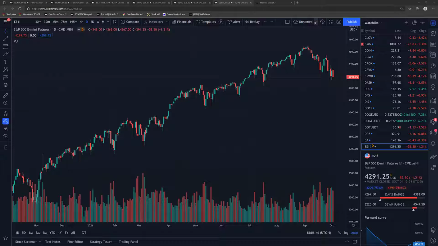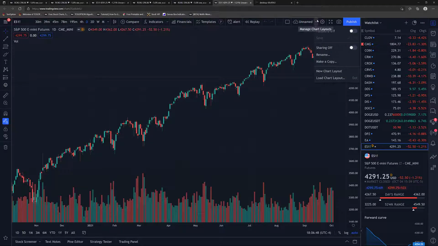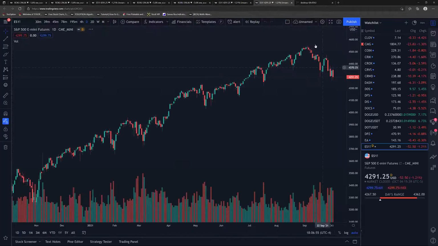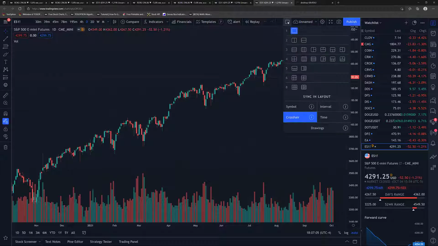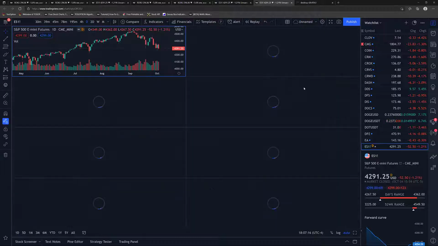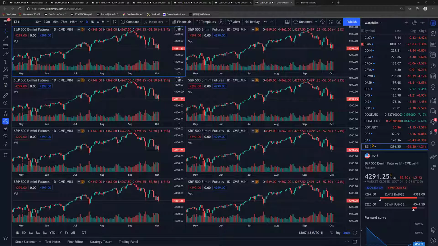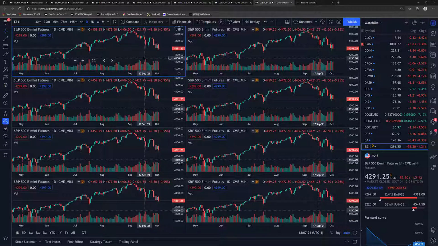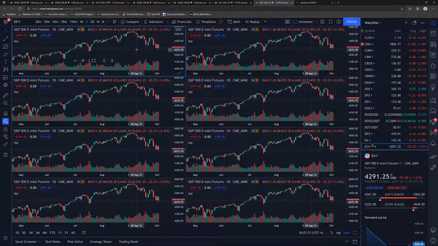Okay, so what you want to do is go to the top arrow right here. It says Manage Chart Layouts, and then you want to create a new chart layout. So this is just a clean slate, and then right beside that, the unnamed part, you can create your layout. So you want to click on that, and then you have several options to choose from. There's 3x2 or 4x2.